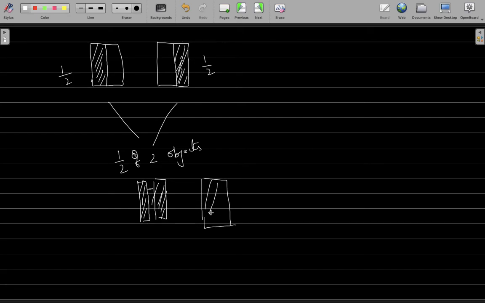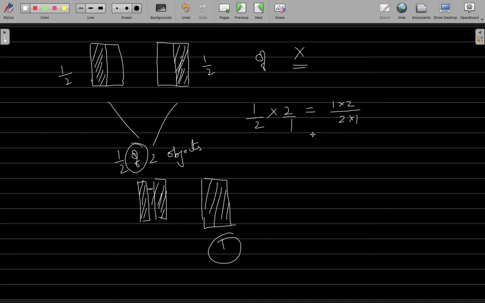When I am joining them together, you are getting the whole object, which is 1. You understand? So what am I doing here? I am taking half of 2. So "of" here means multiply. So when I am doing half of half of 2, I mean to write 1 by 2 times 2, which is 1 into 2 by 2 into 1.